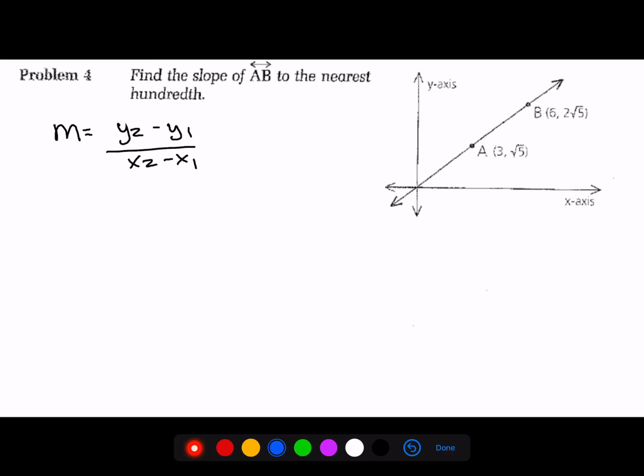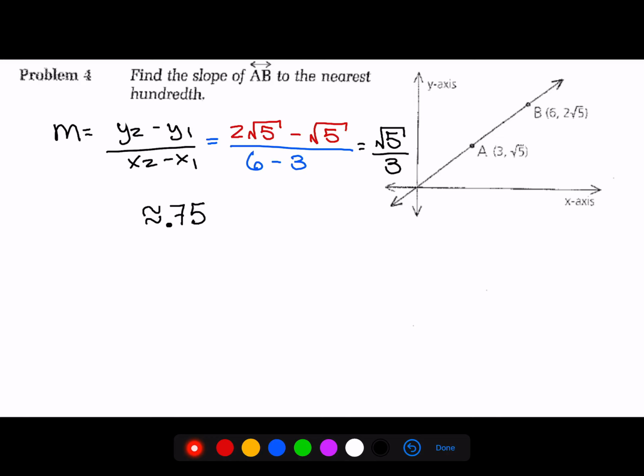All right, so for this one, we're going to go ahead and use that equation once again. So I have y2, so 2 radical 5, minus y1, radical 5, over x2, which is 6, minus x1, which is 3. Now, doing this, 2 radical 5 minus radical 5 gives me 1 radical 5. 6 minus 3 gives me 3. If we do radical 5 divided by 3, that gives us about 0.75. So the slope is about 0.75.